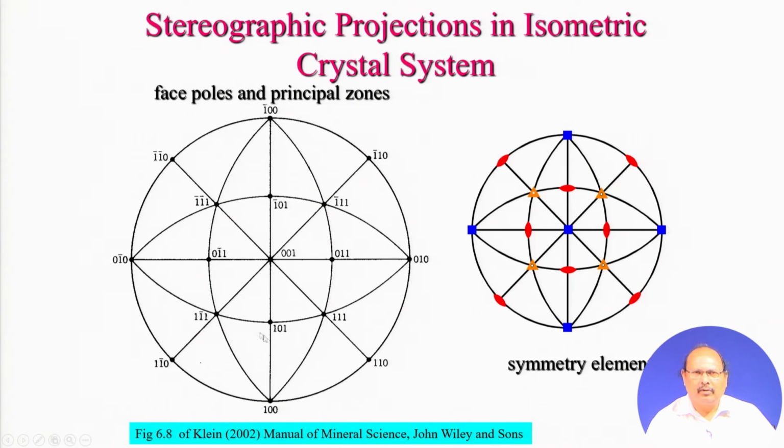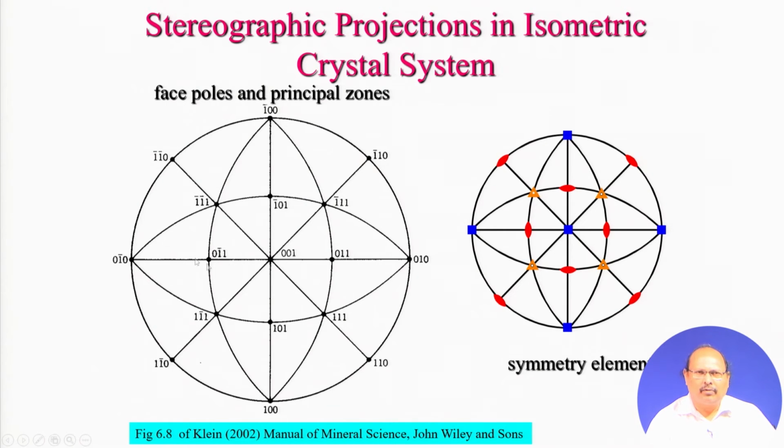In a similar way, you can also think of the position of 1 1 0 here. And what was that? 1 1 0 lies in between the zone 1 0 0 and 0 1 0 here. So, if you add it up, it becomes 1 1 0. So, this is the position of 1 1 0.